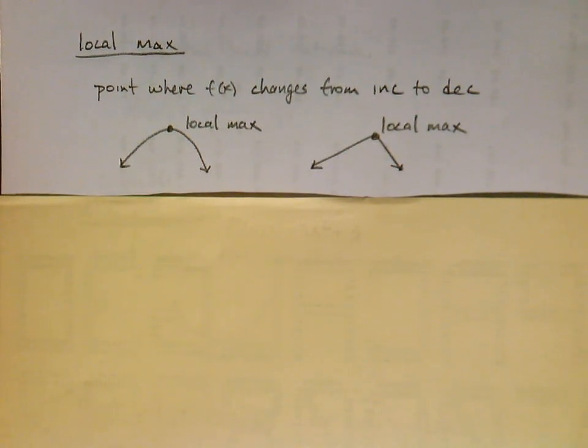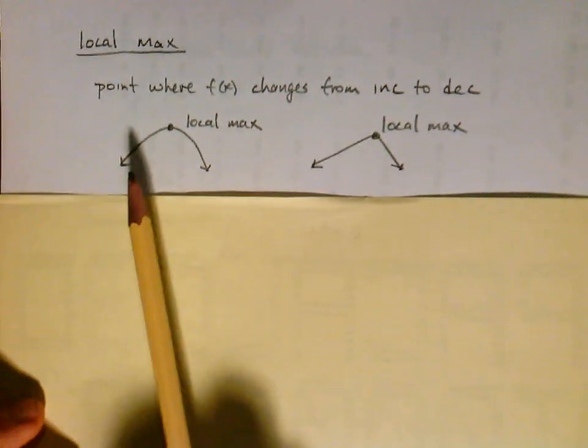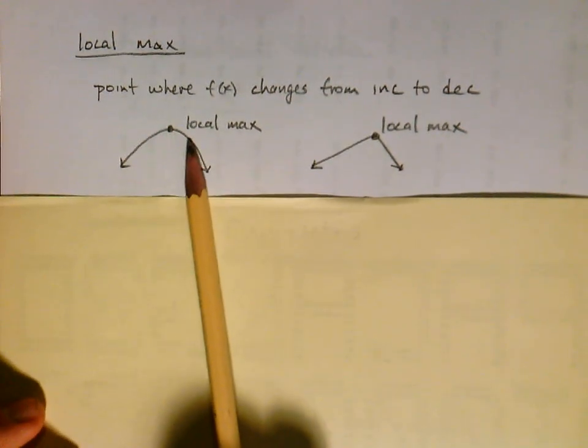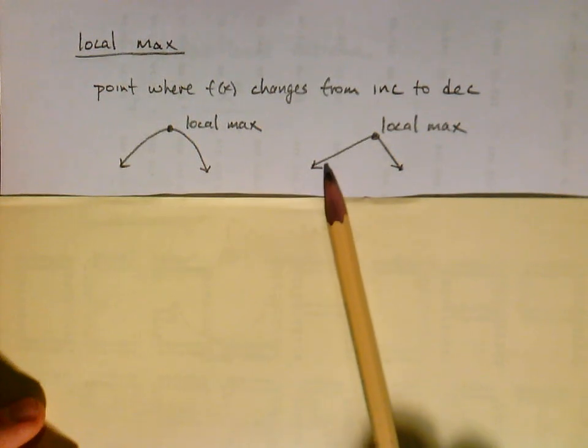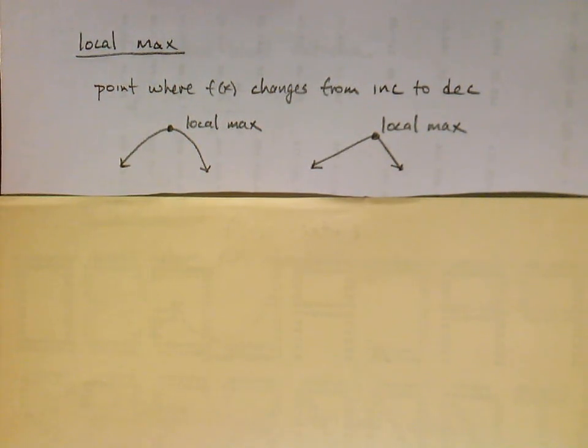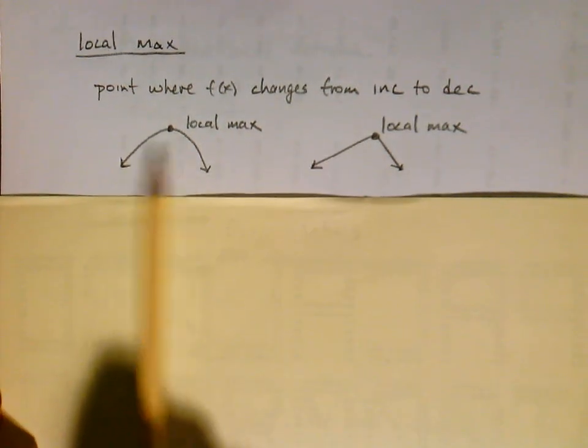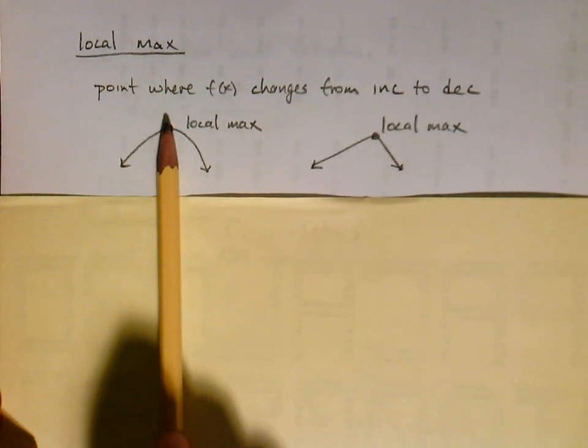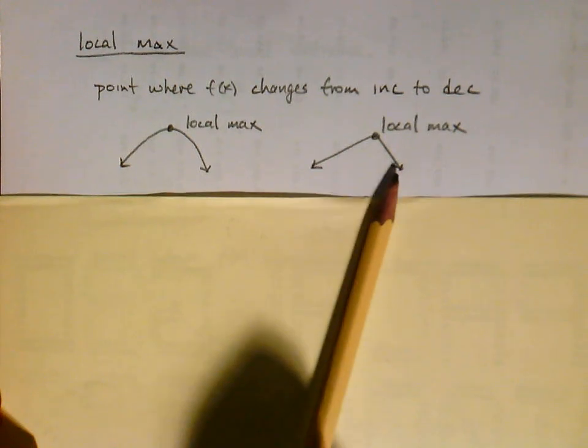I think we pretty much got the idea, but it's a point where f of x changes from increasing to decreasing. So it might do that in a smooth motion, like a nice curve, or it might do it rather abruptly with a cusp. In either case, as you move from left to right, the function is increasing and then decreasing. Okay.